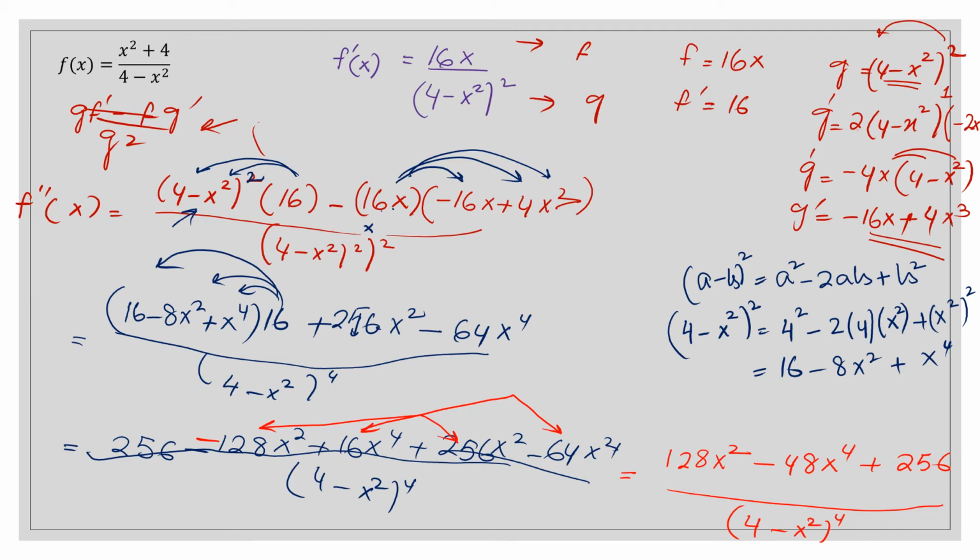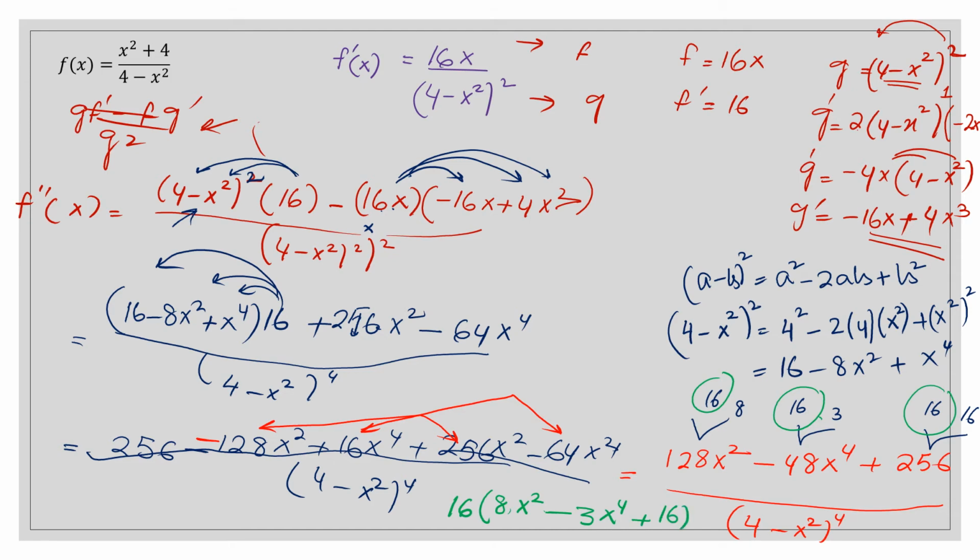Now, I would suggest that you take the common factor from them. You know that 16 times 8 gives you 128. Here, you know that 16 times 3 gives you 48. And 16 times 16 gives you 256. So, among these, 16 is a common factor. On simplification, you can write 16 as common. Then you are left with 8x square minus 3x to the power 4 plus 16.